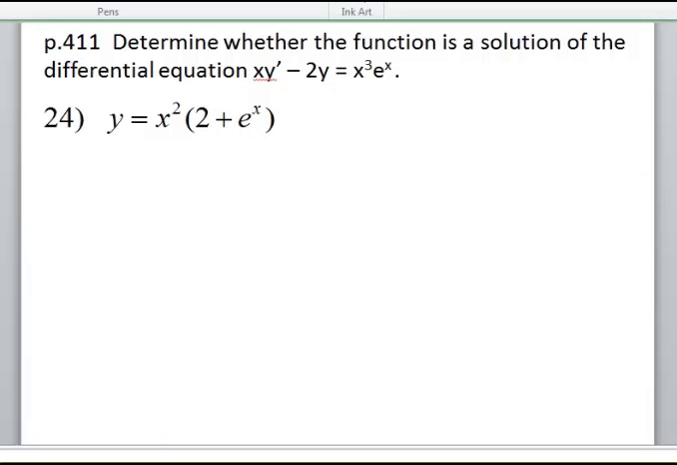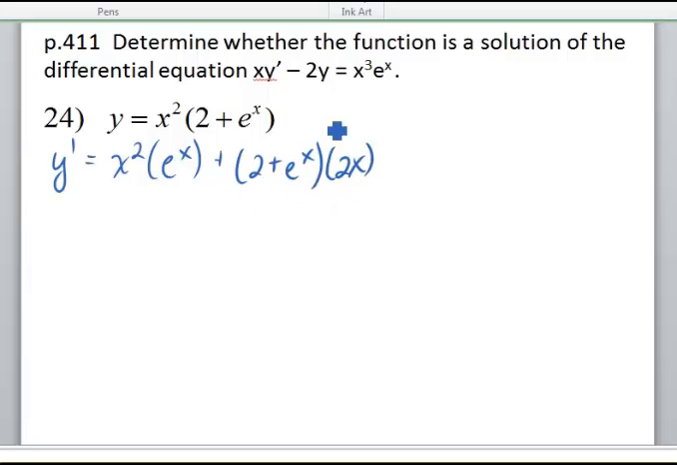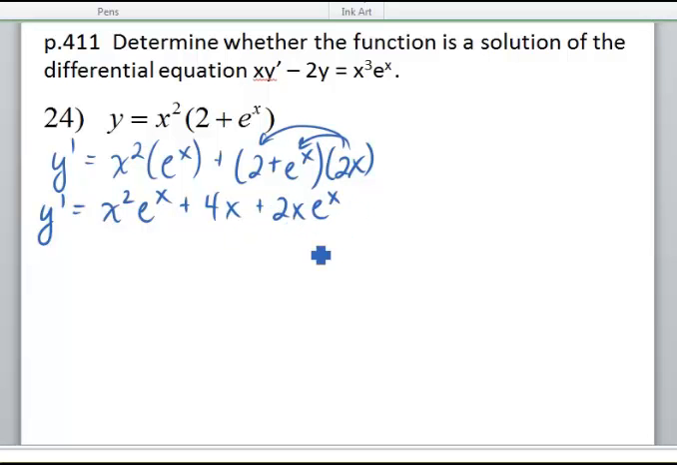The last problem for this video, it says determine whether the function is a solution of the differential equation. So again, I'm going to need to find the derivative. The derivative happens to be a product rule, first times derivative second, plus the second times the derivative first. That will rewrite into x squared e to the x plus, I have to distribute, so I get 4x plus 2x e to the x.